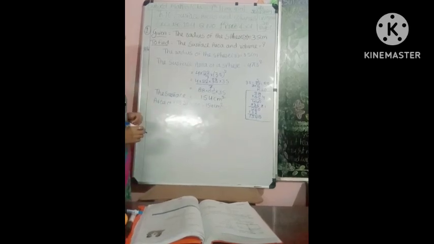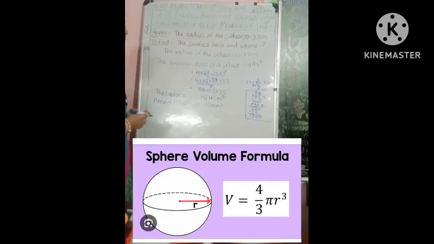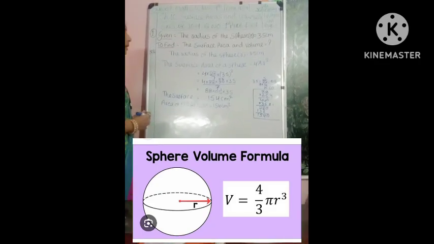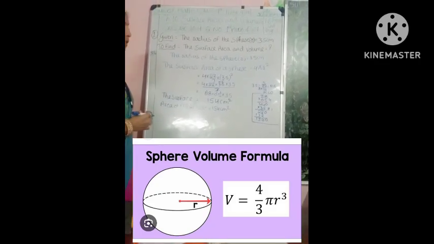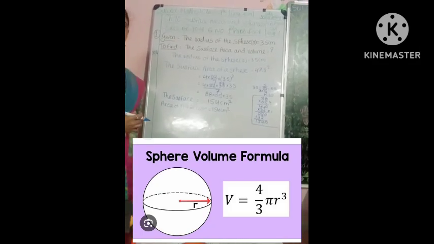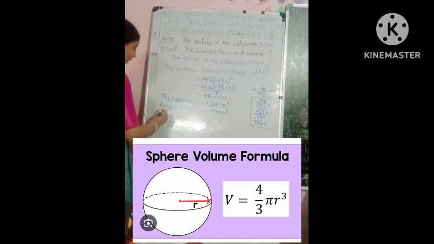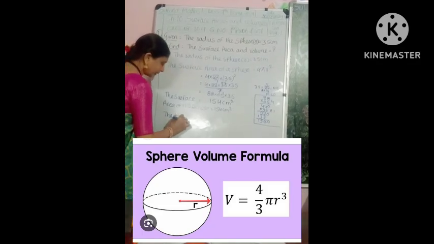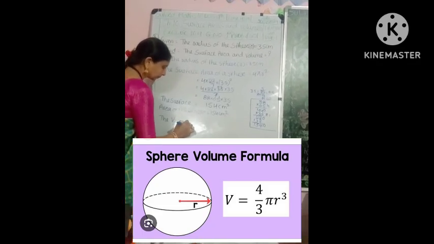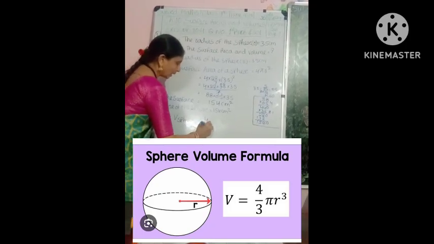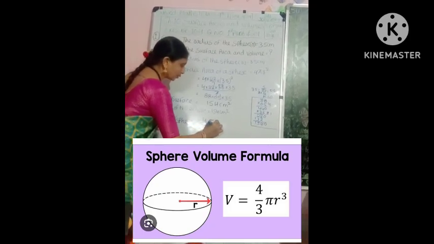Next, the second question. What's the second question? Volume of the sphere. How will you find the volume of the sphere? That is also very simple. Do you know the formula? The volume of the sphere is equal to 4 by 3 pi r cube.